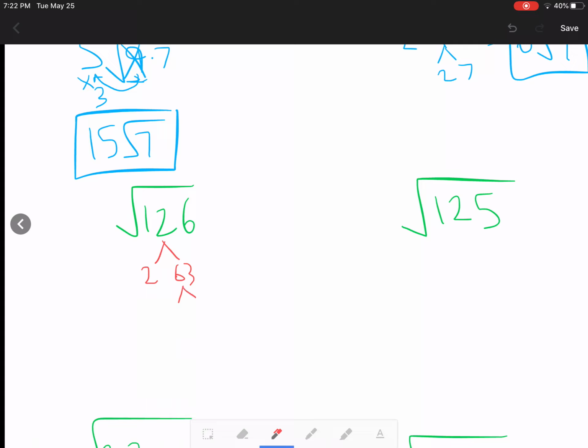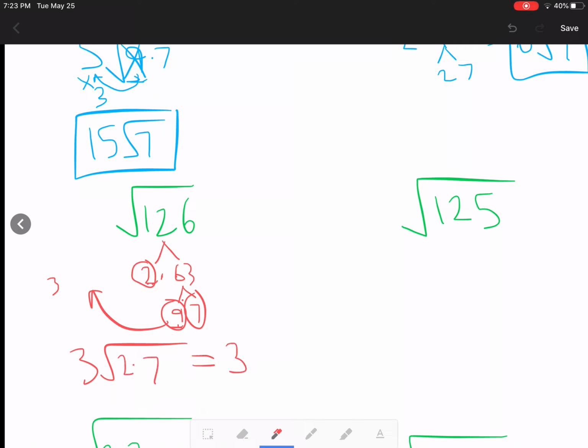Now, 63 I can break down as 9 and 7. Here, I'm going to stop because, first of all, 7 and 2 are prime. They're not going any further. And 9 is a perfect square. This will come out as a 3. And so what that leaves me with is 3, and then underneath my radical, I still have the 2 and the 7. These are all being multiplied together. So it's going to be 2 times 7, which is going to be 3 root 14.